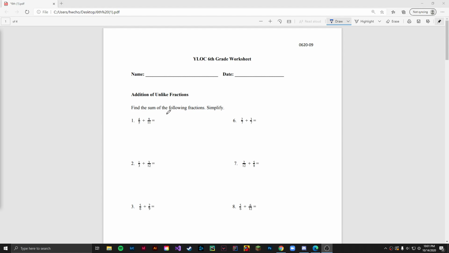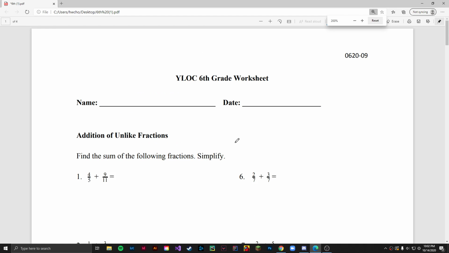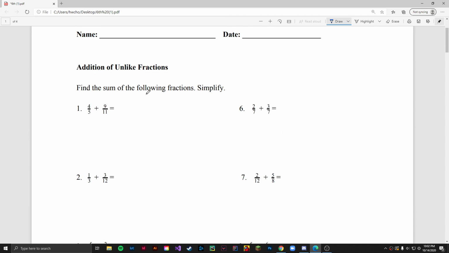Hello, this is going to be the 6th grade worksheet for October 14th. Let's zoom in a little bit more. It says find the sum of the following fractions and simplify. So let's do a simple one right off the bat.